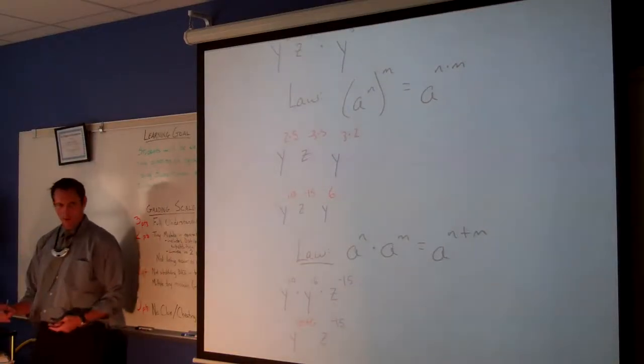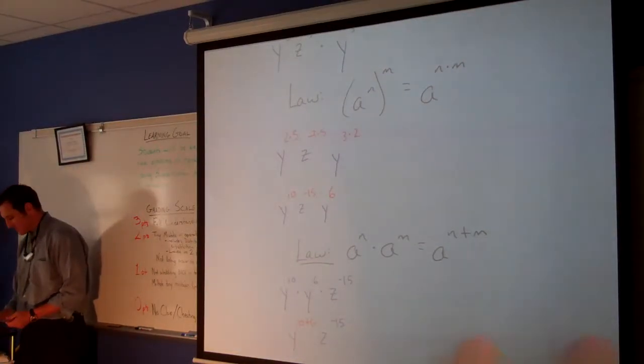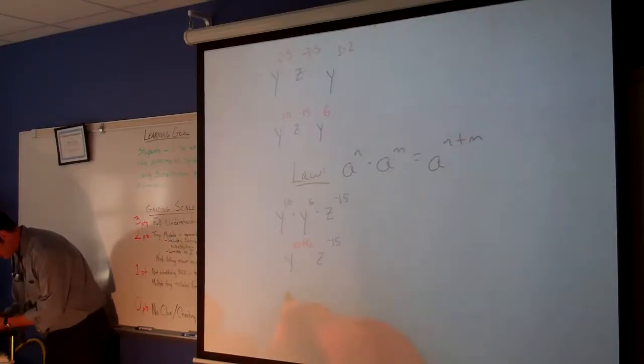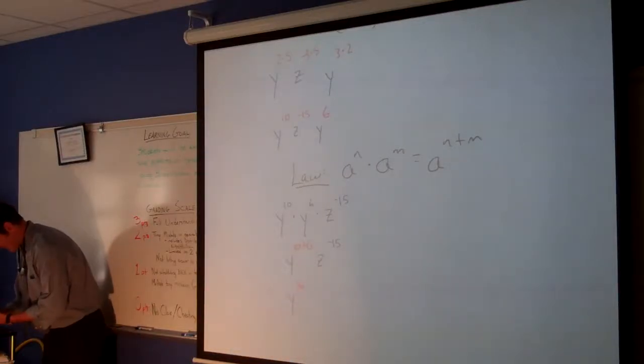I'm sure you're thinking, well, aren't we going to have to do another thing? Yeah, we will. So we clean that up. So we have y to the 10 plus 6 is 16. And then we have z to the negative 15.